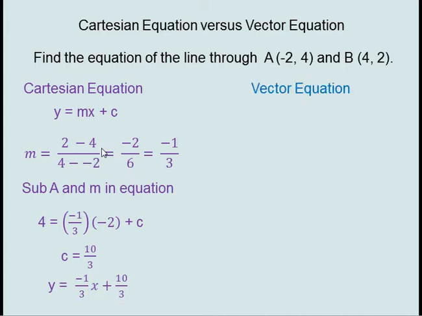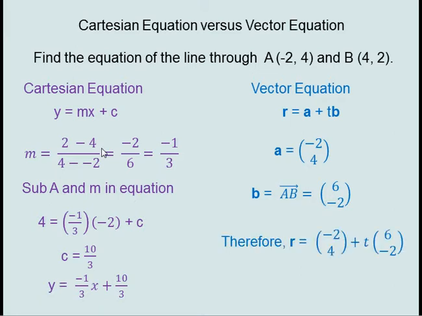With the vector equation, we get a point on the line, we get the direction vector, and then we write our equation. So it's actually quite a simple process. One thing I do want to point out here: the gradient, minus 2 over 6, sorry, and the direction vector, 6, minus 2, you can see the connection there.